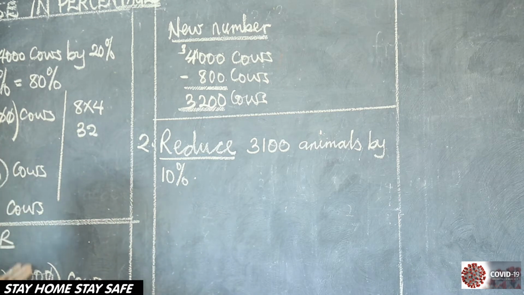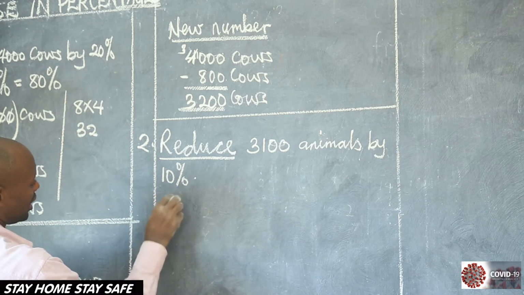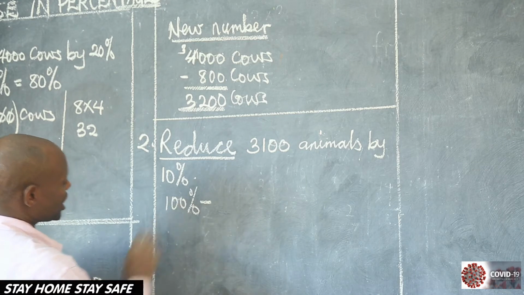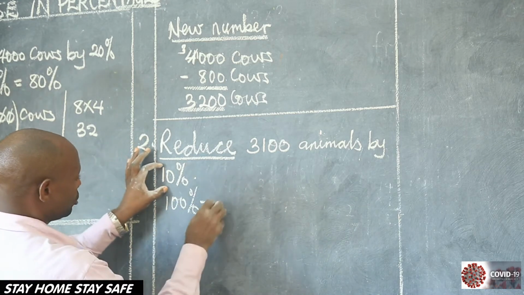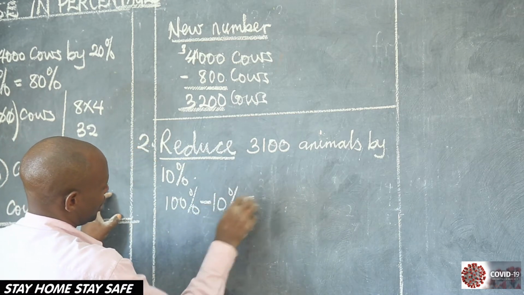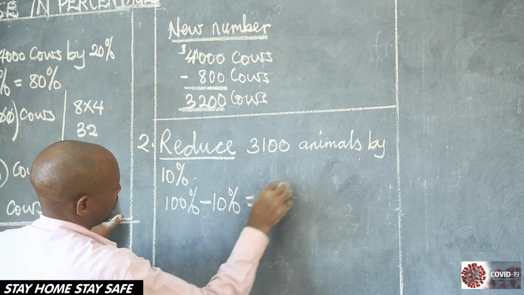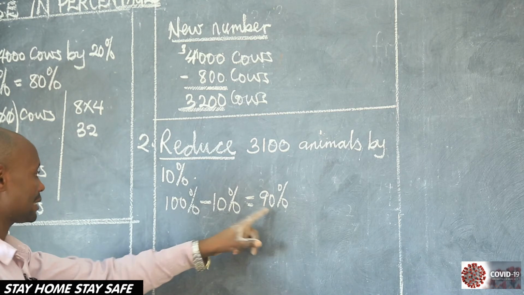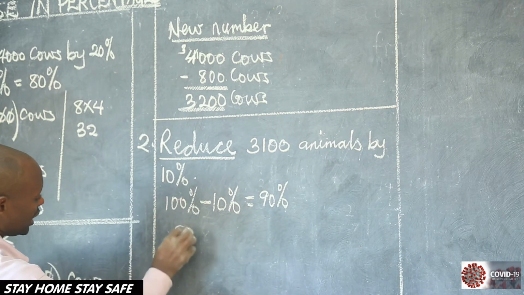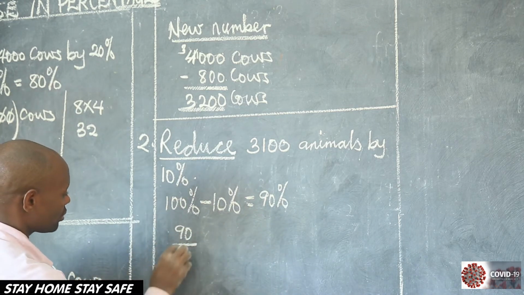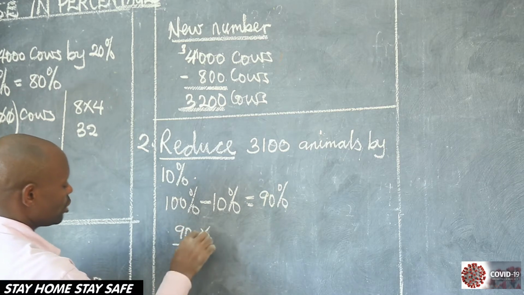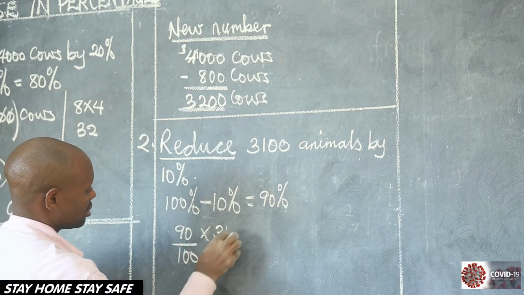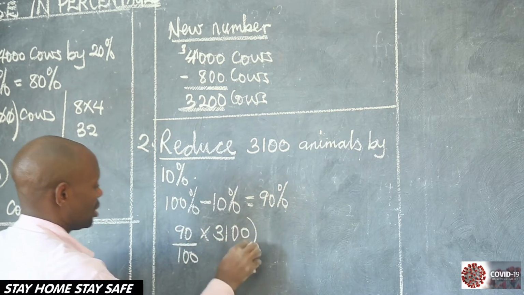So using the first method, we shall get 100%. We take away the percentage given, which is 10%, and this one will give you 90%. So the reduced percentage is 90%. So we shall have 90%, which means 90 out of 100. Then we multiply it by 3,100 animals.